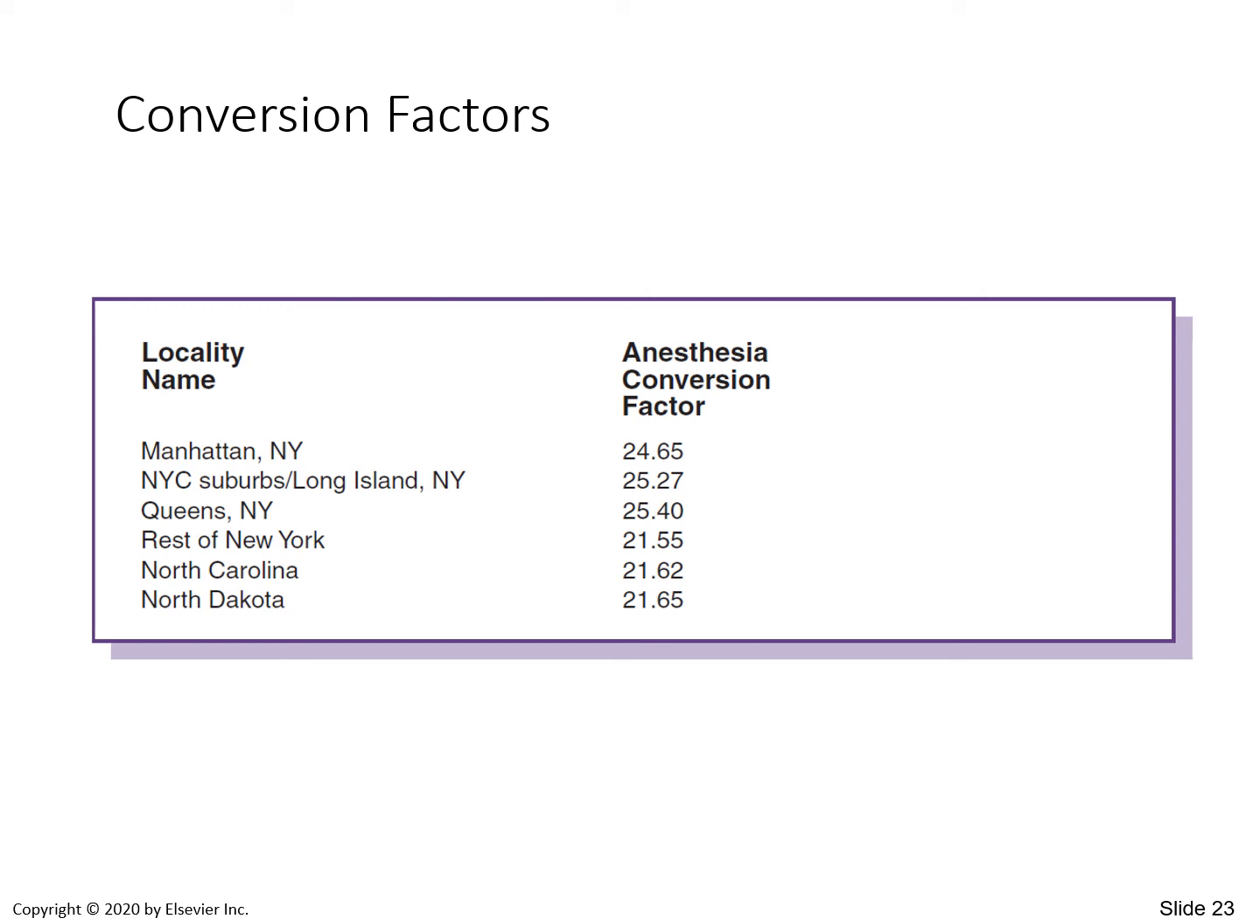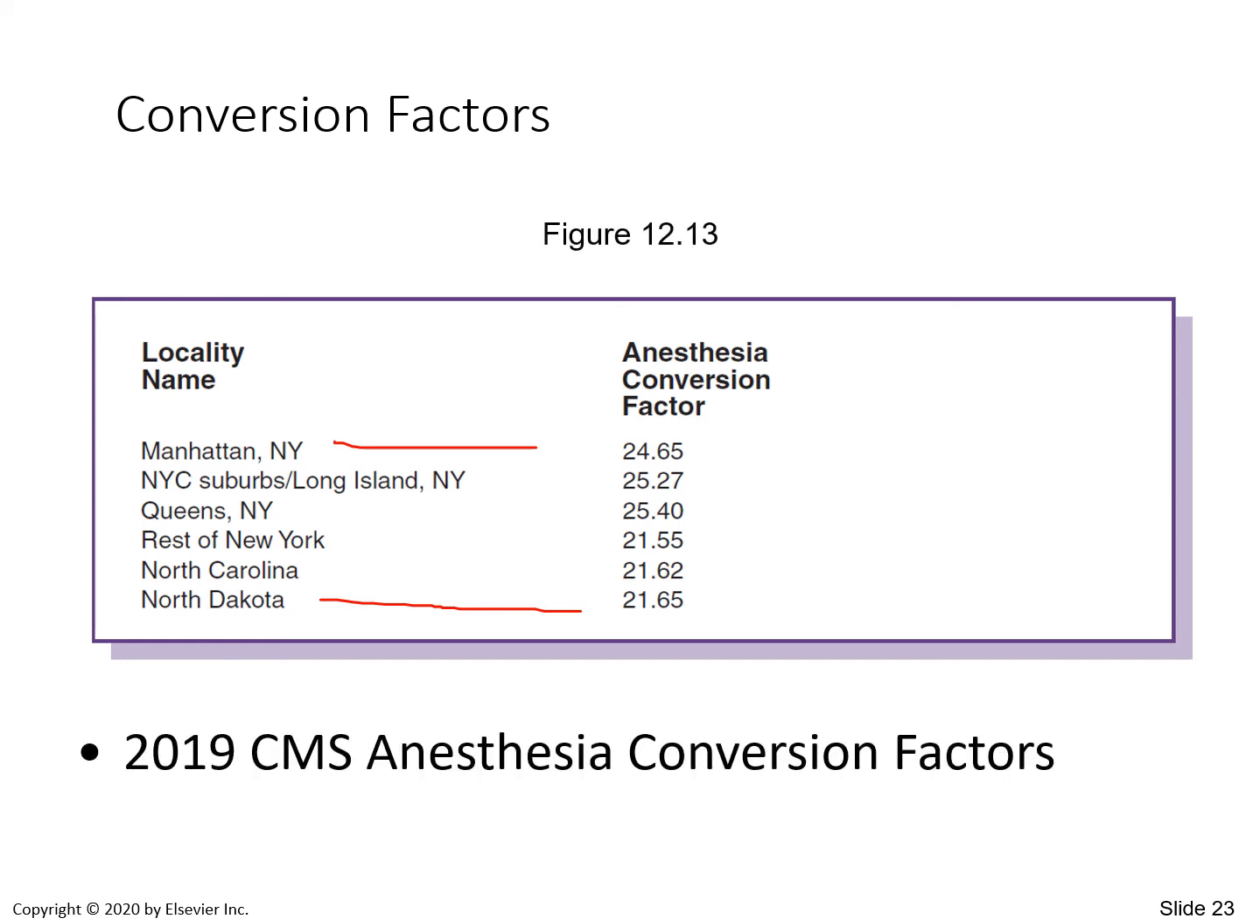For example, in North Dakota, it's $21.65. In Manhattan, $24.65. And these numbers are based on locality, like you can see, because it's more expensive to practice medicine in certain areas of the United States than in other areas. So these are the anesthesia conversion factors.